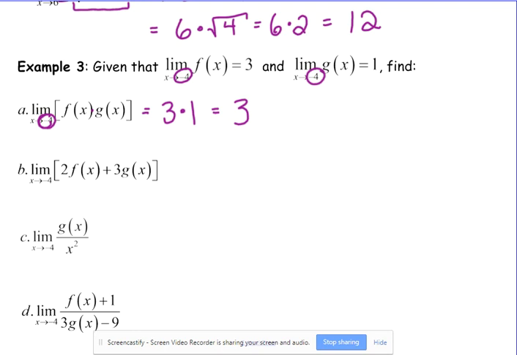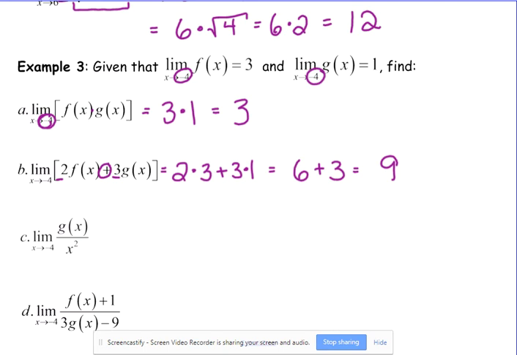B is a combination of the scalar multiple and the sum rule. We're multiplying our two functions by two different constants, and then we're adding them together. So it really is just 2 times the limit of f plus 3 times the limit of g. So 2 times 3 is 6, 3 times 1 is 3, 6 plus 3 is 9.